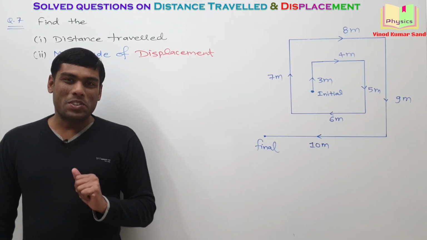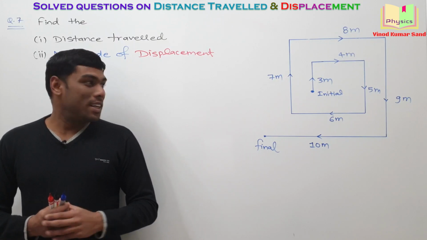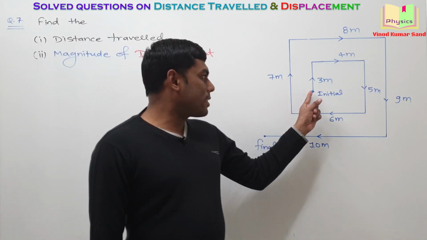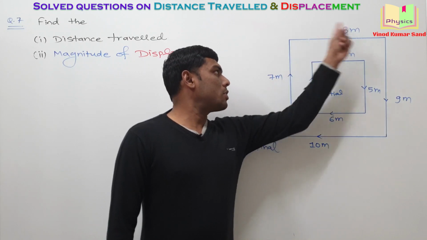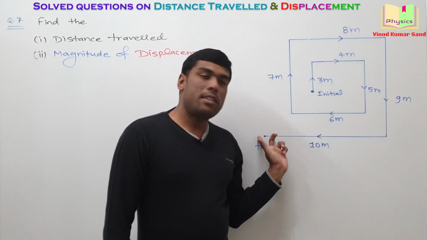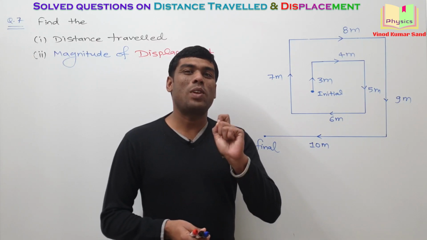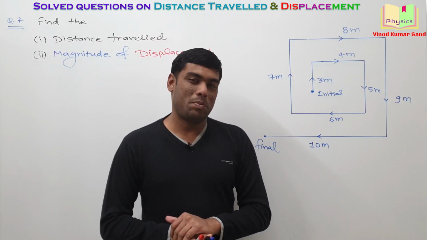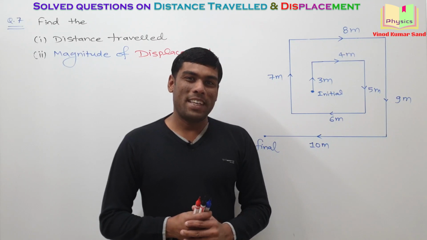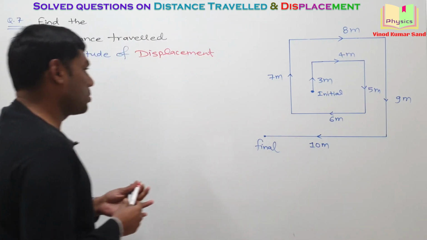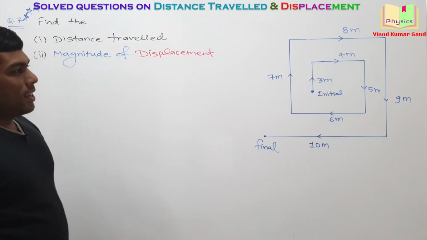Here is the 7th question, similar to the previous one. A particle starts here and then moves on such a path and finally reaches this point. We have to find the distance traveled as well as the magnitude of displacement. You can pause the video here and give it a try. This is also a nice question.